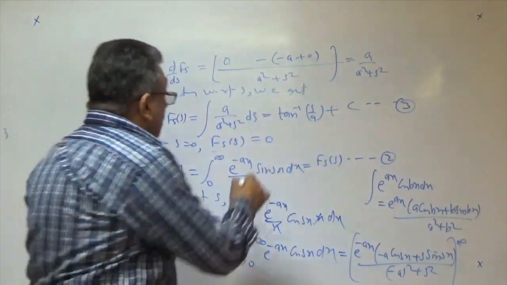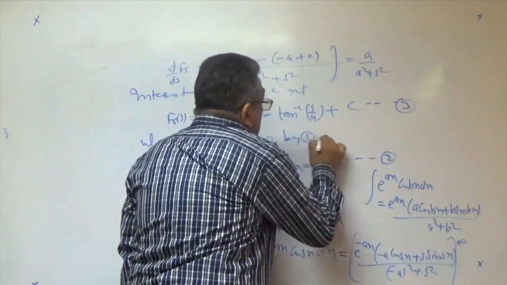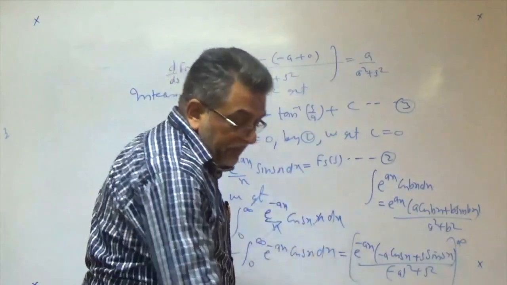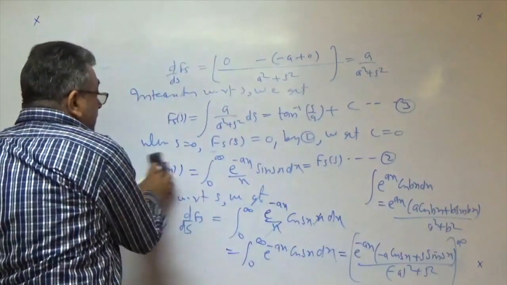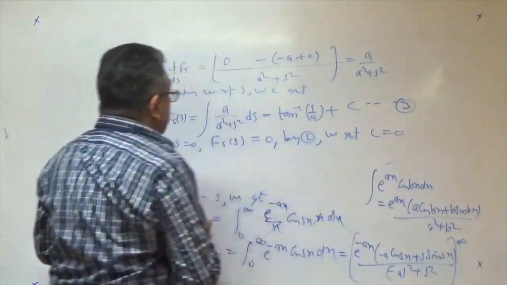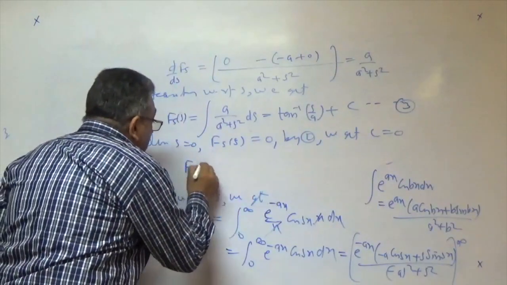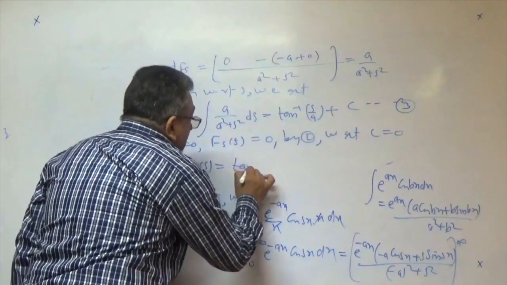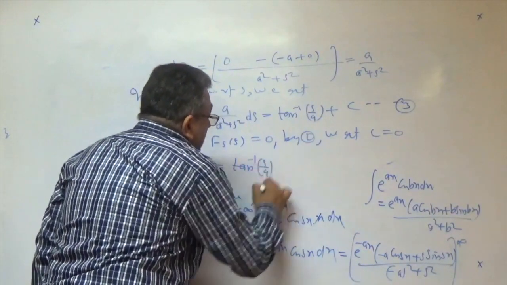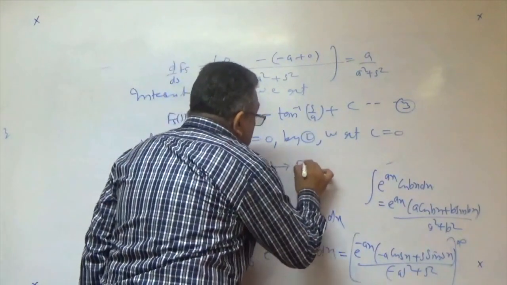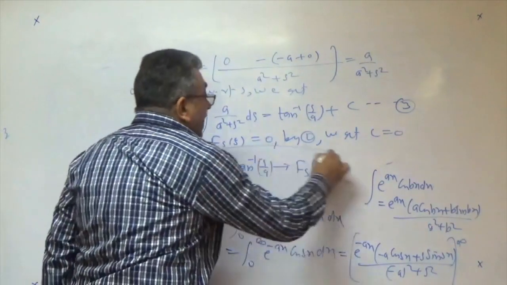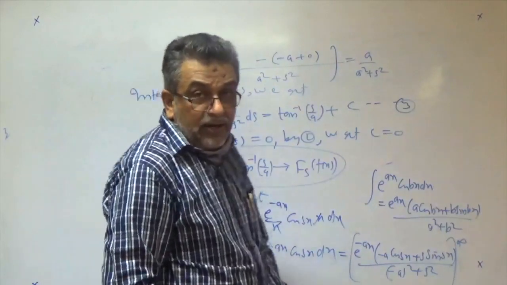So by 2 we get c is 0. Now, finally, substitute this value in equation number 2. We have the Fourier transform, which is tan inverse of s upon a. That is the Fourier sine transform of the given function. This is your final answer. This is the final result.